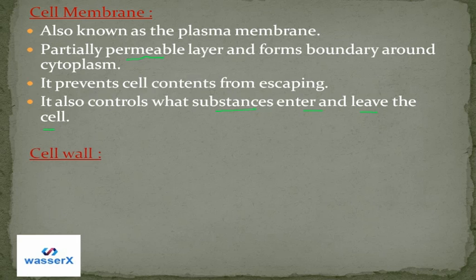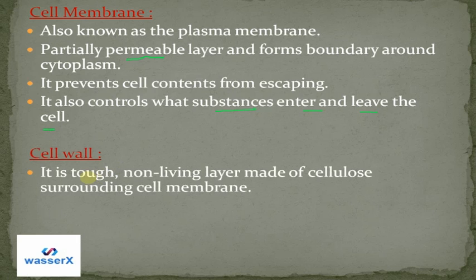Next is, what is the cell wall? So the cell wall is a tough, non-living layer which is made up of cellulose, surrounding the cell membrane. So this is the plant cell, this is the cell membrane, and the cell membrane has one protective layer that is called the cell wall. So it is non-living and it is made up of cellulose. So we have to remember this. And it surrounds the cell membrane.